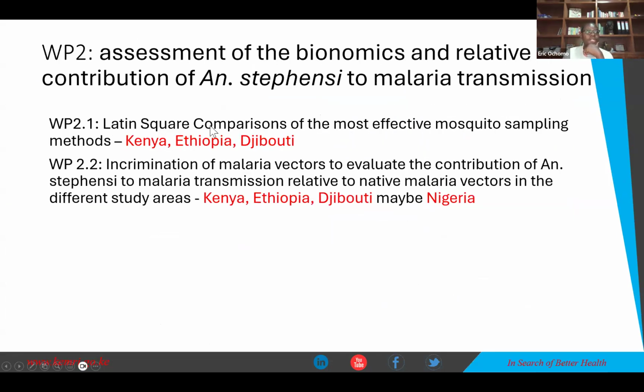So move on to work package 2. Work package 2 is the assessment of the biodynamics and relative contribution of Anopheles stephensi to malaria transmission. And here, the first thing we want to do is Latin square comparisons in 3 countries, Kenya, Ethiopia, and Djibouti, where we already have pretty good numbers of Anopheles stephensi. Here we'll be comparing a number of traps, which I'll mention in a short while. And once we've been able to identify the most effective trap, we'll deploy that to try and incriminate the vector, to see whether we can find human blood-fed Anopheles stephensi that are also positive, and hopefully that, in comparison to alternative vectors, will allow us to create a hierarchy of which is the more important vector in what setting.